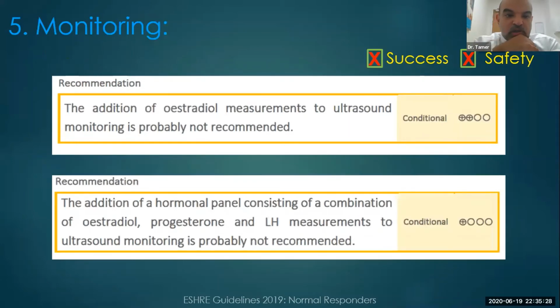And this is the recommendation. The additional estradiol measurements to ultrasound probably is not recommended. And the addition of a full hormonal panel is not recommended. It does not improve your success or safety. So keep it simple, cheaper, and easier.